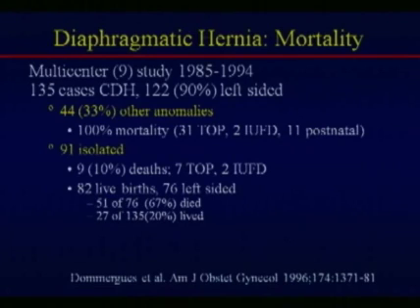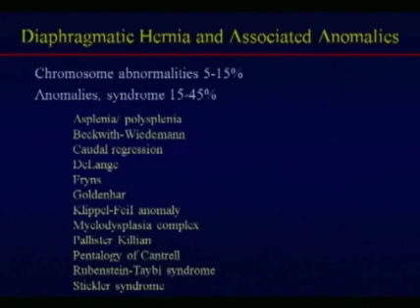In this study, there was 100% mortality when there were associated abnormalities, and associated abnormalities were present in a third of cases. In those diaphragmatic hernias which were isolated, the prognosis was much better, and we'll get to the factors that can be associated with a better prognosis.